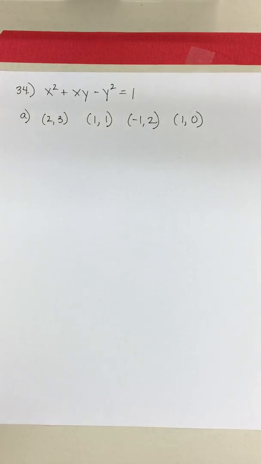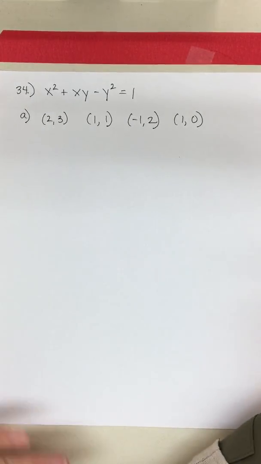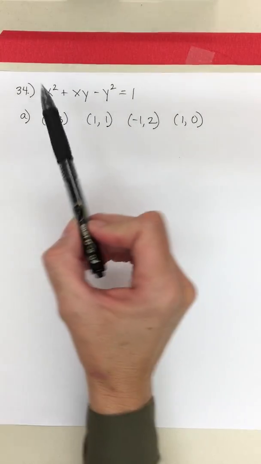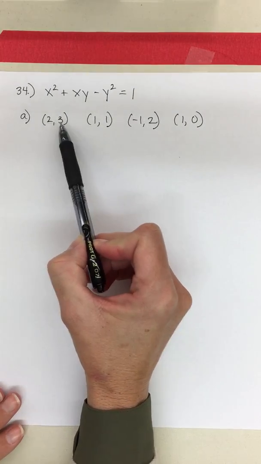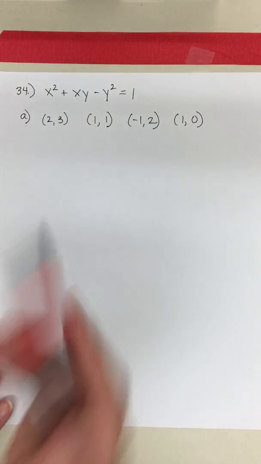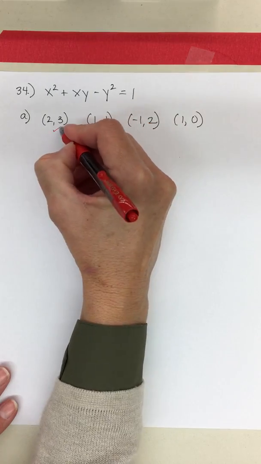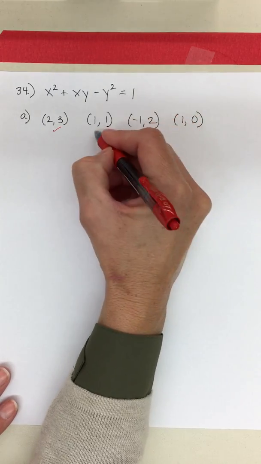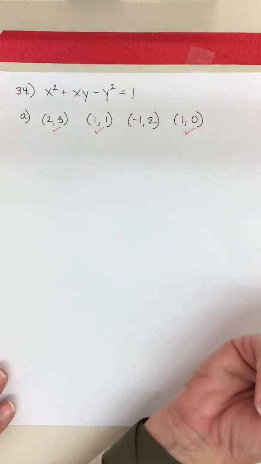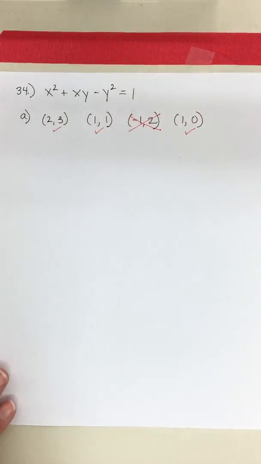Number 34. Part A asks you to just figure out which of these points lie on that curve. So just plug in an x of 2 and a y of 3 and see if it equals 1. And this one has 3 points that work. This one works, this one works, and this one works. And this one wasn't included on the answer sheet. That was just a mistake. So this is the only one that doesn't work.